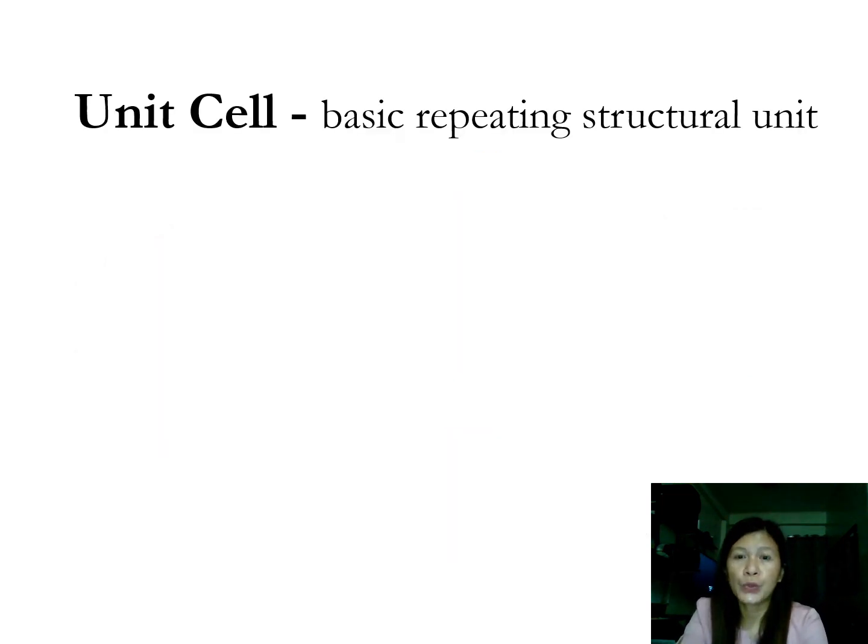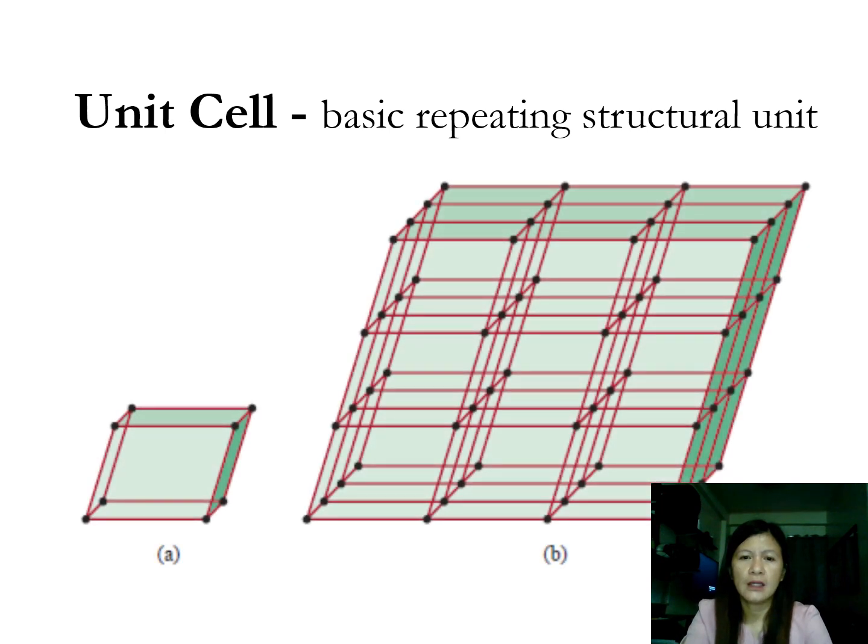Going back to crystalline solids, these are characterized with unit cells. A unit cell is defined as the repeating structural unit. So you will see in these diagrams, in letter A, we have the smallest unit, the basic repeating structural unit of a crystalline solid, and in letter B, the repetition of the unit cell in 3 dimensions.